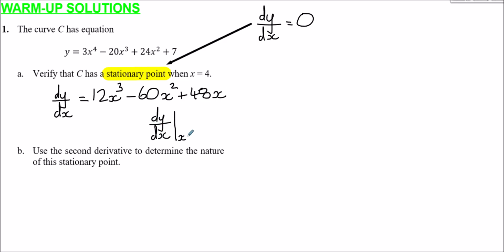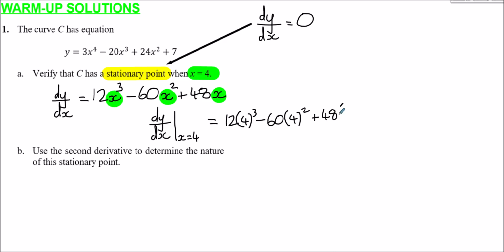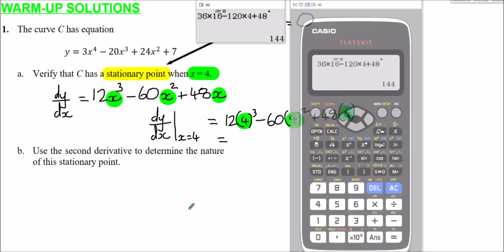So now we can work out what dy by dx is when x equals 4. So just sub in x equals 4 into this expression for the derivative. So we're going to have 12 times 4 cubed minus 60 multiplied by 4 squared, then plus 48 times 4. So we can work this out now, either in one go or just step by step. So 12 times 4 cubed, we can work this out fairly simply.